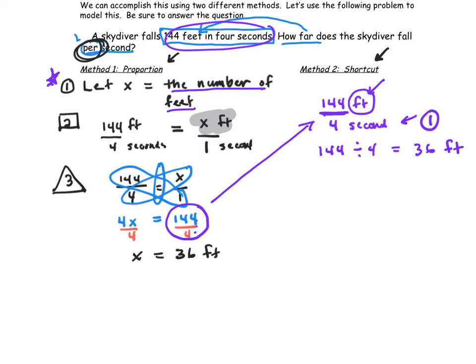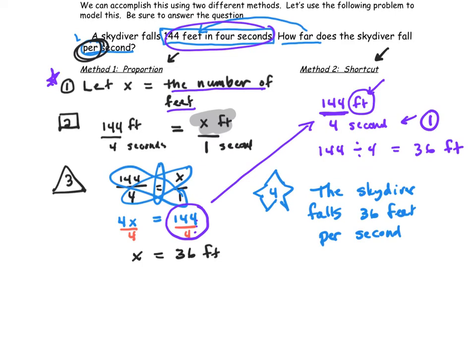So our final answer, and this is what I usually like students to do, is to go ahead and make it very clear what this answer means. So we were asked, how far does the skydiver fall per second? So we're going to answer the skydiver falls 36 feet per second.